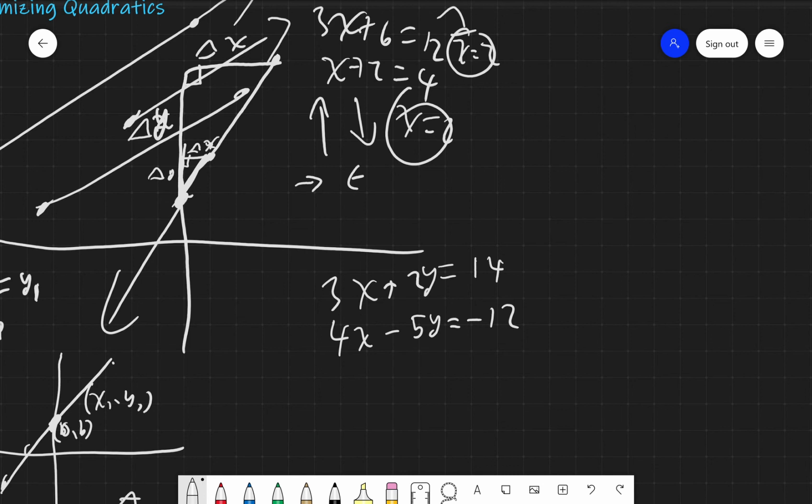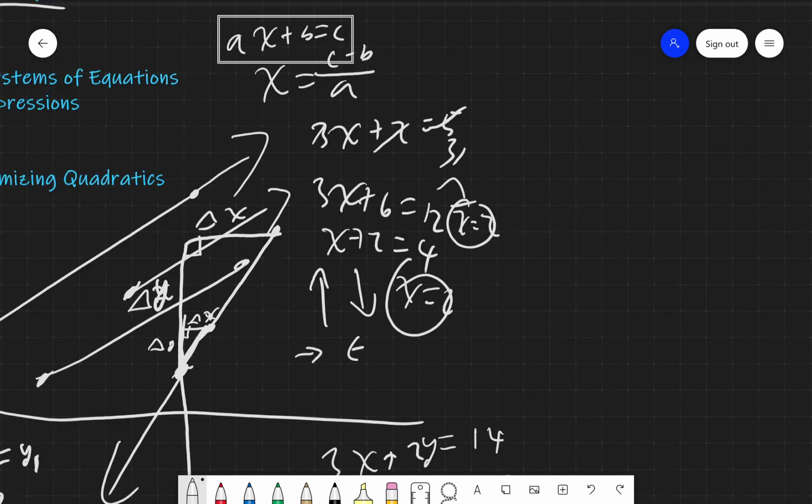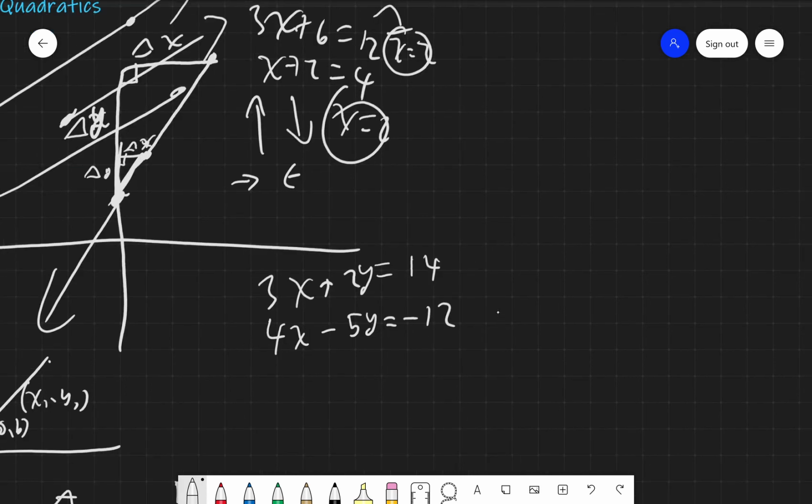There's three ways actually. You'll learn a fourth way later on also, but for now there's just three. Number one is substitution. What you can do is solve for one of the variables in terms of the other and then substitute it into the second equation. So in this case, if we solve for y, what we get is y equals negative 3 over 2 x plus 7.